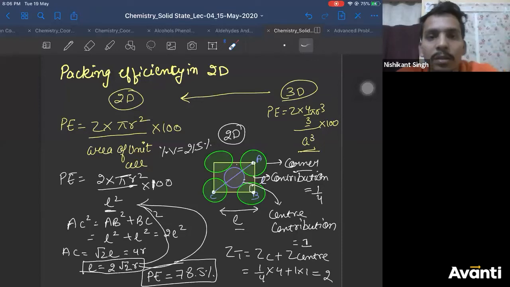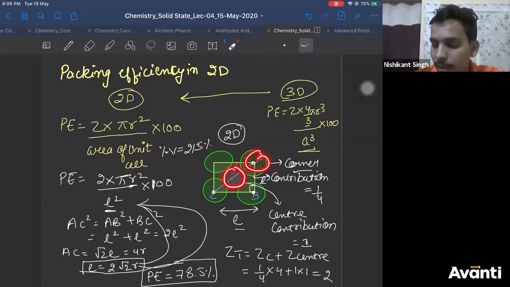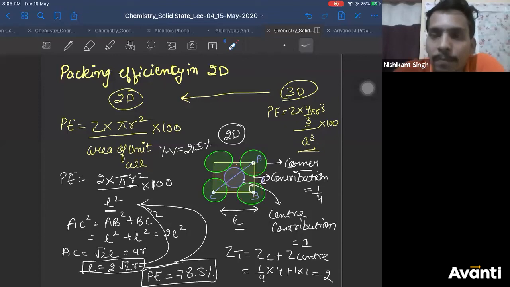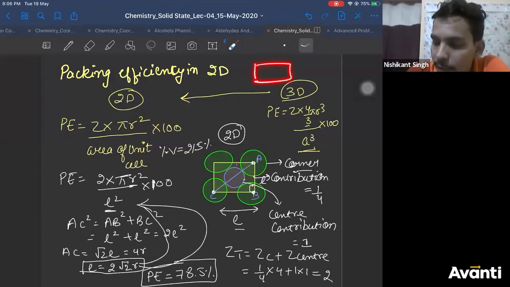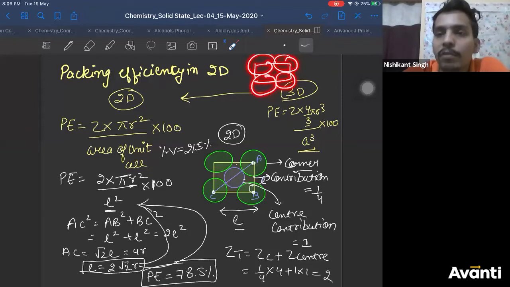So this is 2-dimensional square close packing. No, Kayuri, this is not 2-dimensional square close packing. This is something else. In 2-dimensional square close packing, the face center particle will not be there, Kayuri. Only corners will be there, and they will be touching each other. So this will be your 2-dimensional square close packing. If you want to find, you can find it for this.